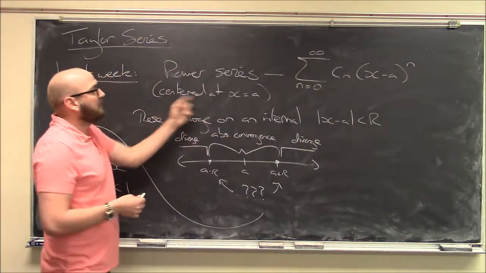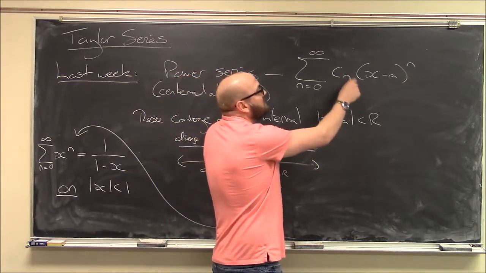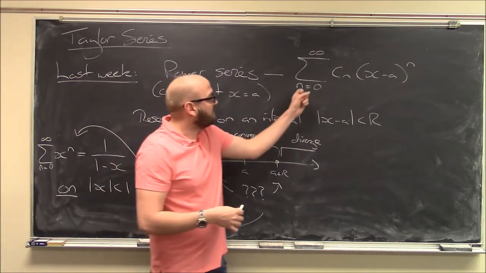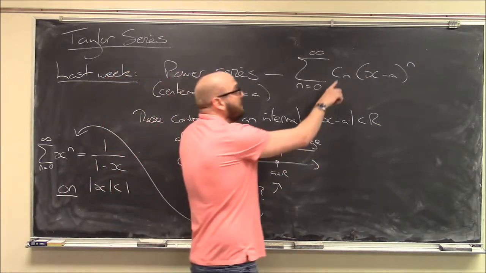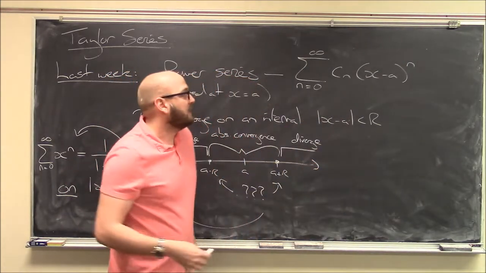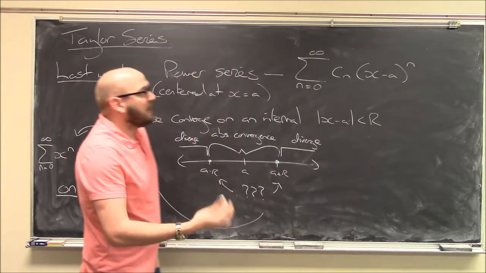A power series centered at x equals a is a series of this form. Some coefficient c_n, right? Every single time I change n, n equals 0, 1, 2, 3, 4, 5, 6, whatever, my coefficient here is changing. I have a new coefficient every time, times (x minus a) to the n. And x is the variable here.